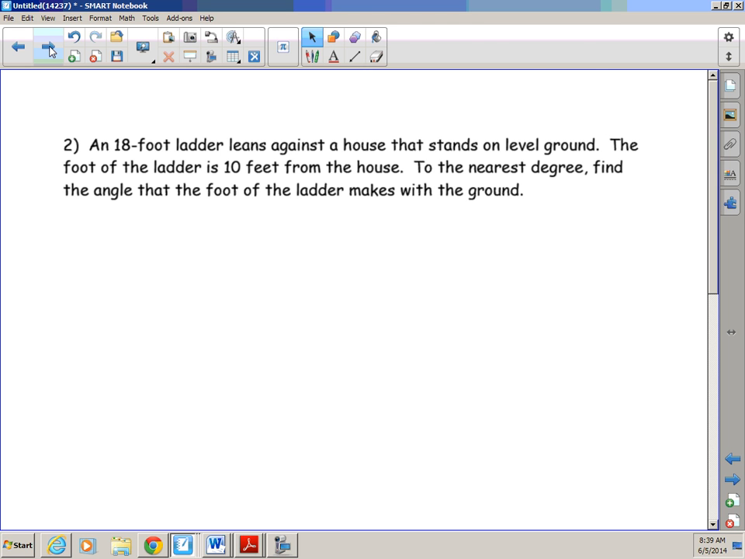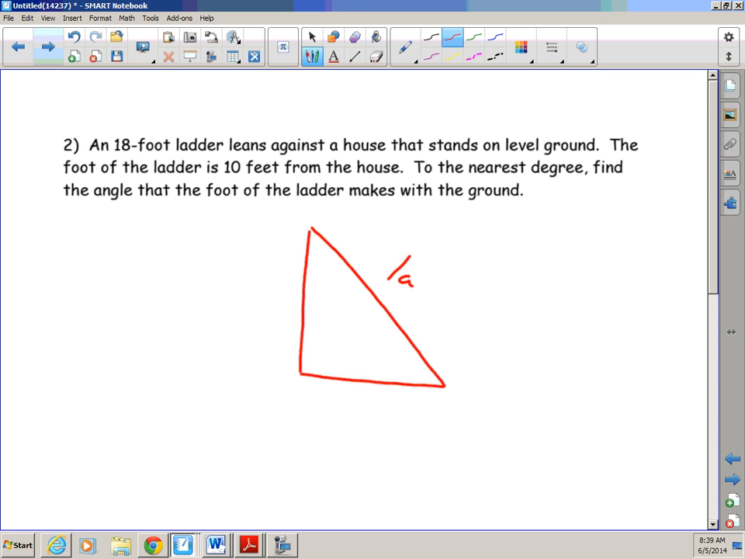An 18-foot ladder, we've seen our ladder problem before, is leaning against a house. So here is our ladder, and the ladder is 18 feet. Here is our house. The foot of the ladder is 10 feet from the house. When you see the word foot, you're thinking of the base. You're down here. What is the angle the foot of the ladder makes with the ground? That means we're trying to find that angle.